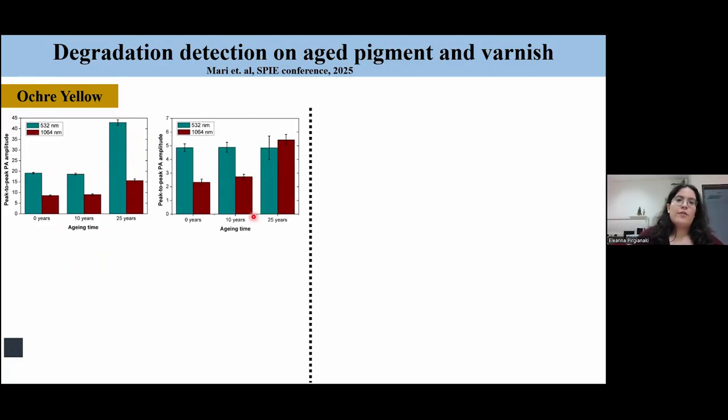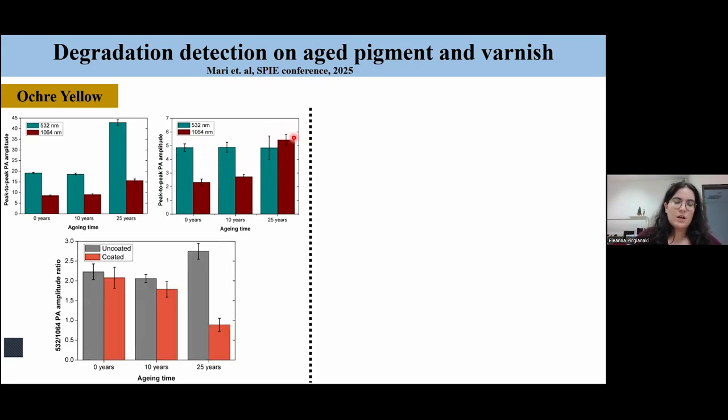Now this is the graph for the coated region, where, as you can see, as time progresses, the 532 nanometers signal does not appear to change. Perhaps this highlights the protective role of the varnish. But this is not the case for the 1064 nanometers, where we see that the signals increase, perhaps showing a degradation in the varnish, the so-called yellowing of the varnish.